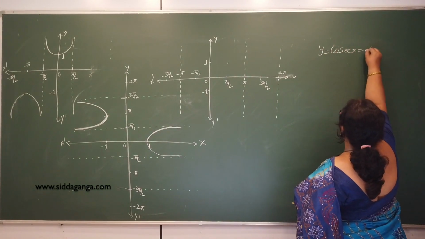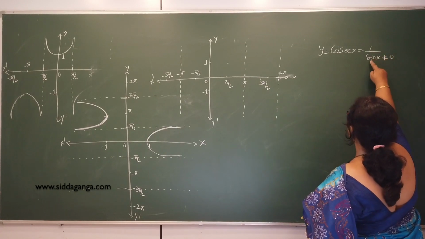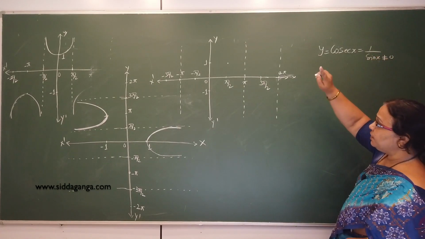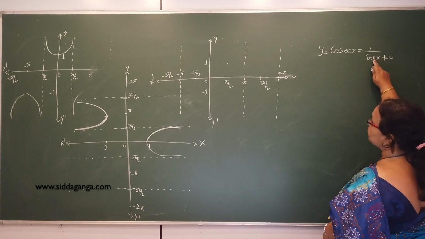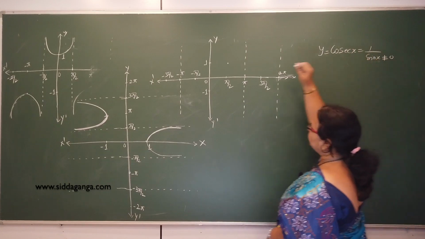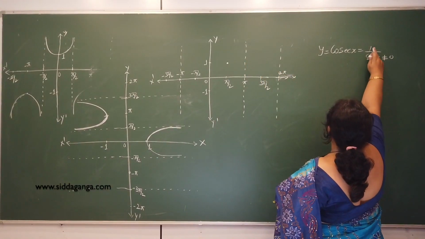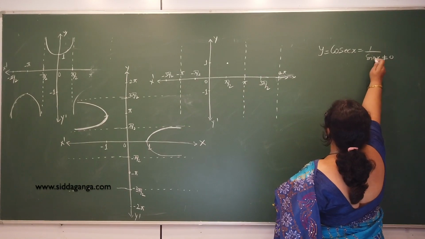Because y equal to cosecant x can be written as 1 by sin x, sin x should be not equal to 0. We know that sin 0 is 0, so we have to delete the 0 angle. Sin 90 degree is 1, and 1 divided by 1 is 1, so the y value is 1. Sin 180 degree is 0, and 1 by 0 means not defined.